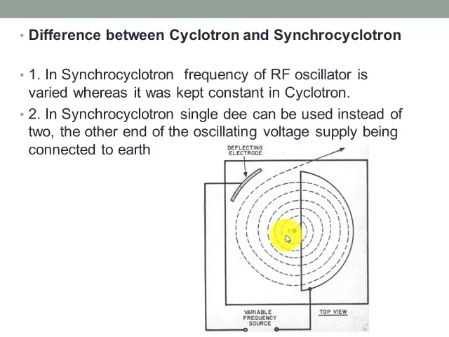So what is the difference between the cyclotron and synchrocyclotron? In the synchrocyclotron, the frequency of the radio frequency oscillator is varied, whereas it was kept constant in the cyclotron. The second difference is that in the synchrocyclotron, a single D can be used instead of two Ds, the other end of the oscillating voltage supply being connected to the earth.